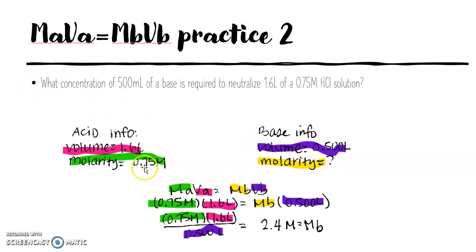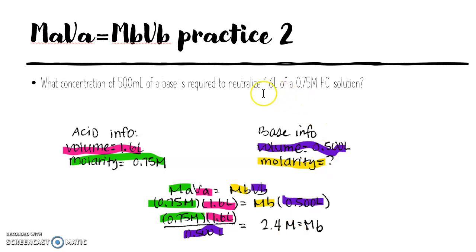Okay, sort your pieces of information into the equation. You'll see I have molarity of acid times volume of acid. I don't know the base molarity, so I'm going to leave MB, and that's going to be times my volume of the base. Isolate for MB. You're going to take 0.75 molar times 1.6 liters divided by 0.5 liters. That should give you 2.4 molar solution. So your base has to have a concentration of 2.4 molar.